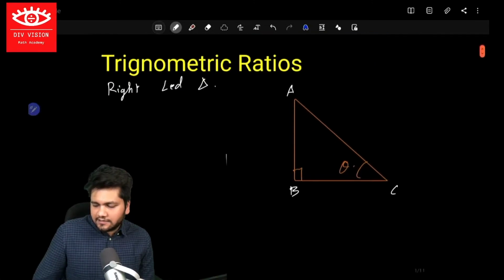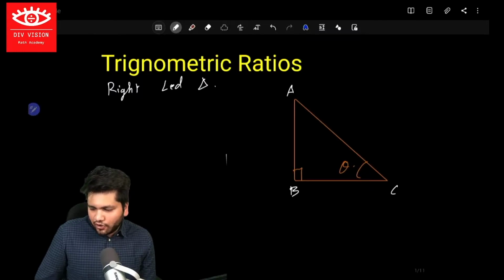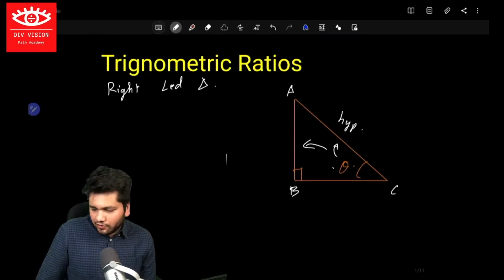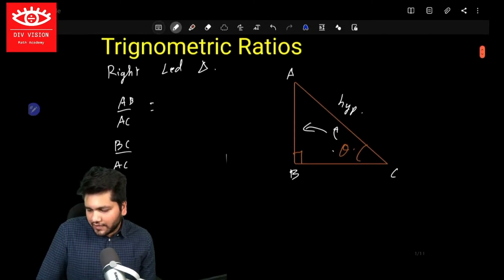Now let's consider this triangle ABC, which is a right angle triangle, and the angle is 90 degrees at B. If this angle is theta, then AC is going to be the hypotenuse, which is the longest side. The ratio of AB upon AC is something. Then the ratio of BC upon AC is something. And the ratio of AB upon BC is something.